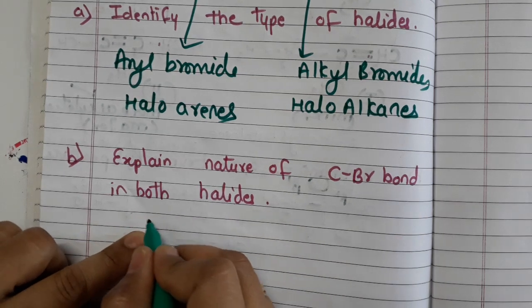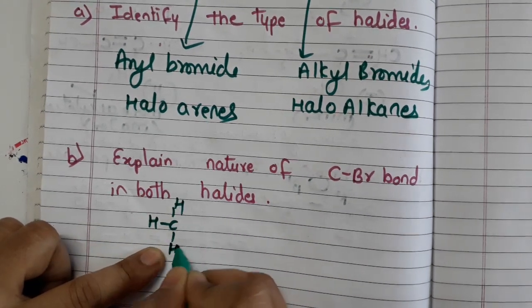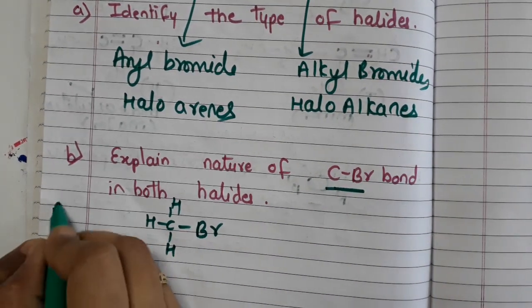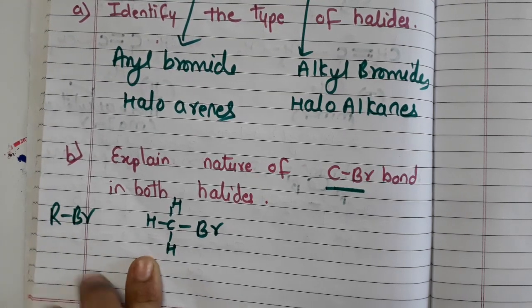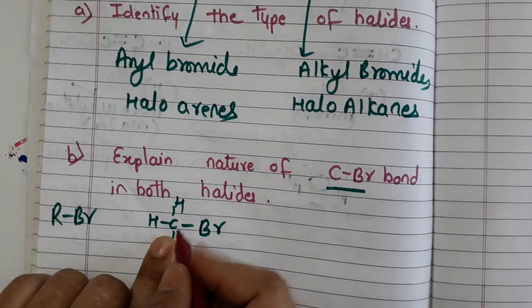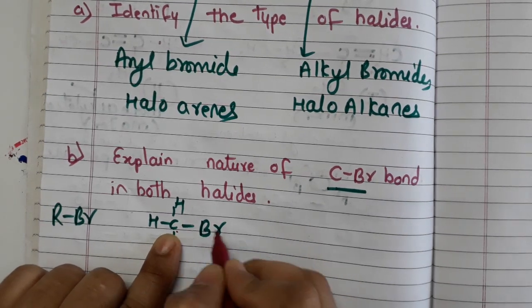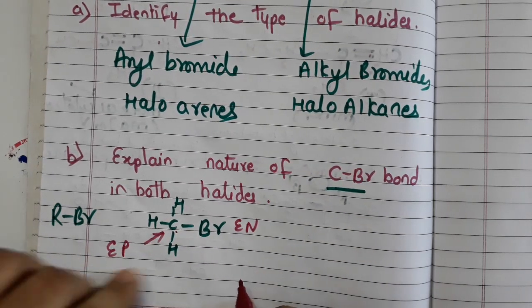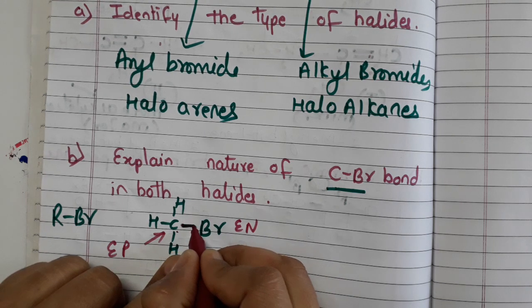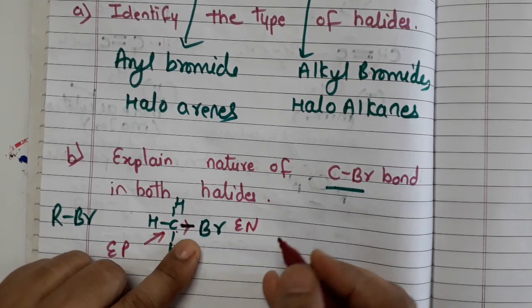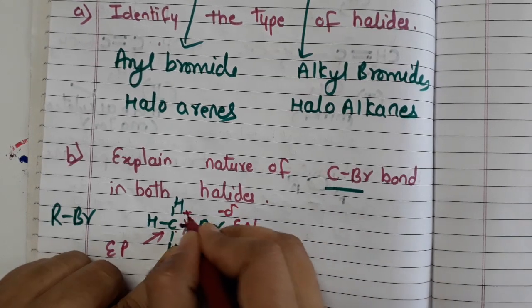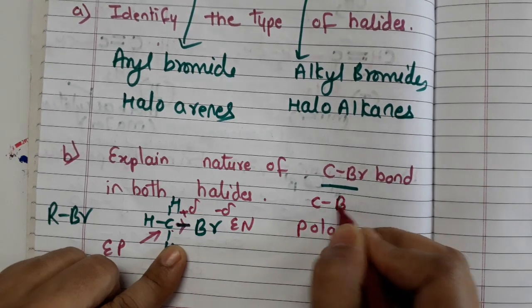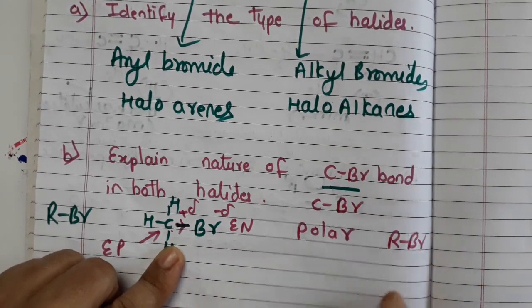Now the next question is, explain the nature of the C-Br bond in both the halides. Now students, let us consider first alkyl halide, that is RBr. We know very well that bromine is bonded to the carbon atom which is sp3. Now bromine is the more electronegative atom, the carbon is electropositive. So bromine will pull the shared pair of electrons towards itself, because of which the bond becomes polar. So the C-Br bond is polar in case of alkyl bromide.